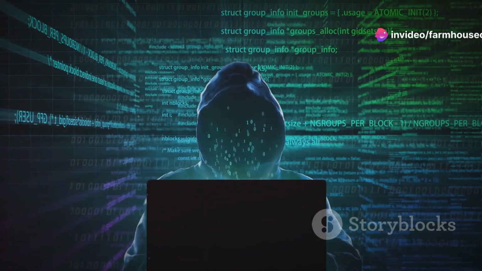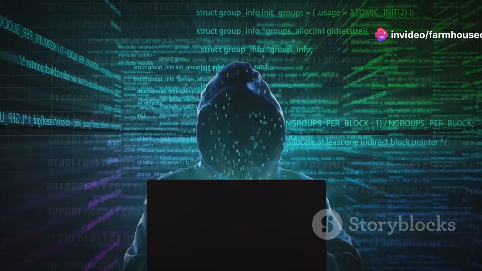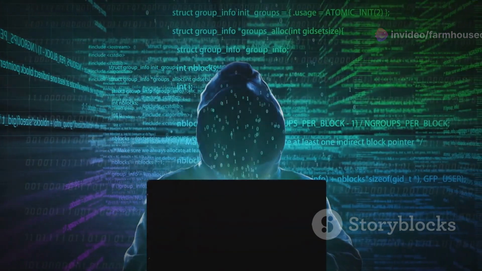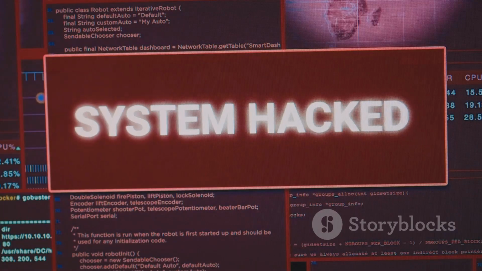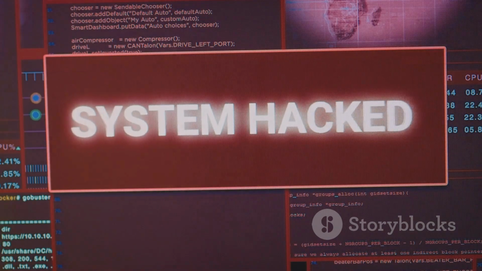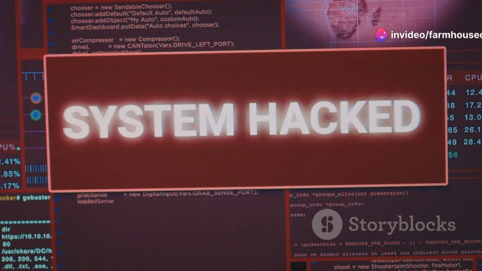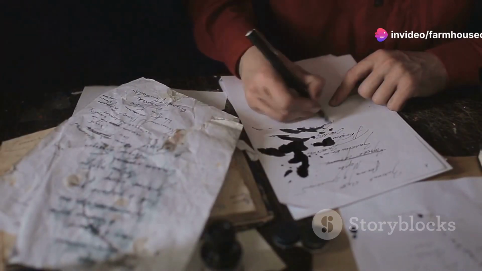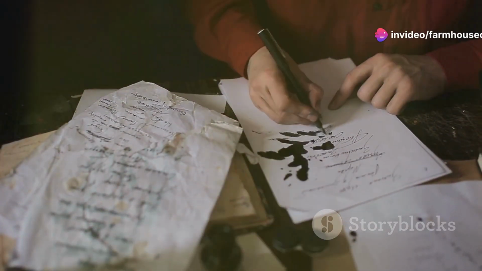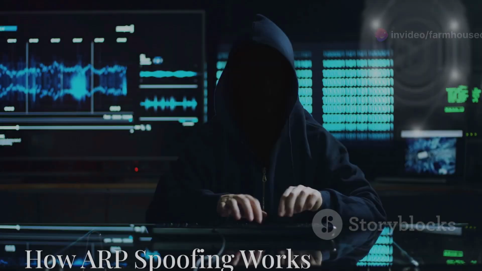A hacker on the network sends out fake ARP responses, linking their own MAC address to someone else's IP address. Now, your computer has incorrect information in its ARP cache, its temporary memory for MAC addresses. It's like writing down the wrong postal code. Your letter won't reach the intended recipient.